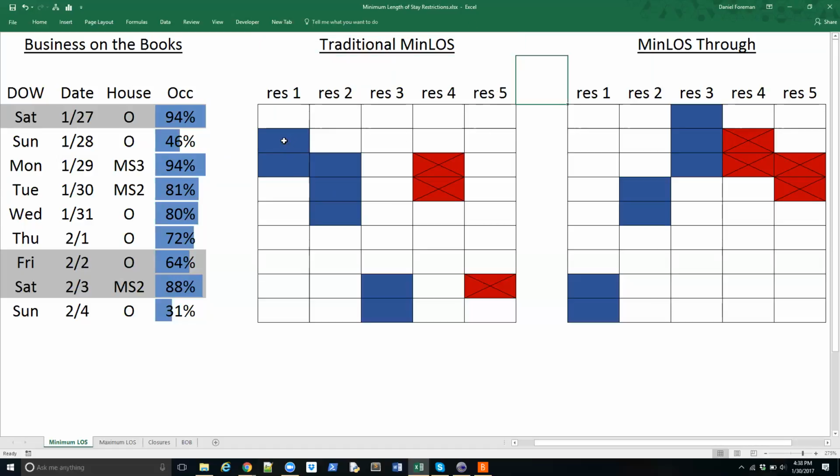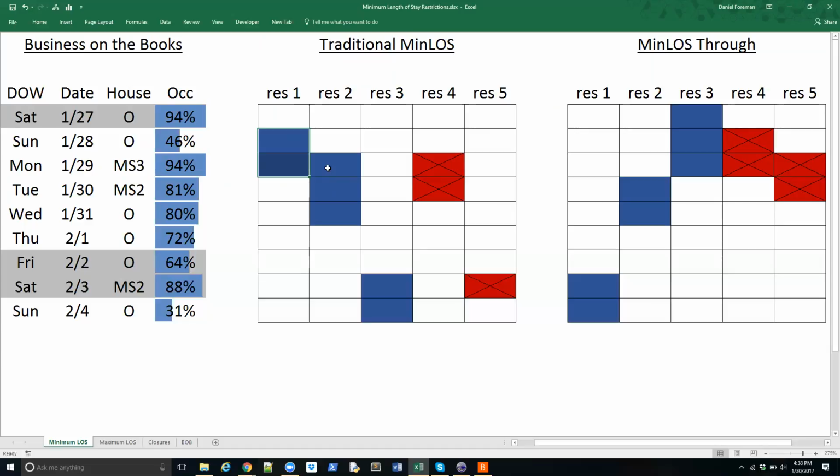So you may be asking yourself, why is there a min stay 3 on Monday and a 2-night stay is able to book? Well, the reason why is because the min stay 3 only affects arrivals. So that's a traditional min length of stay. So a guest can quote unquote cheat, and they can sneak in, they can arrive on the Sunday and stay Monday night, and they're only staying 2 nights. It's only a 2-night reservation. So just keep that in mind.